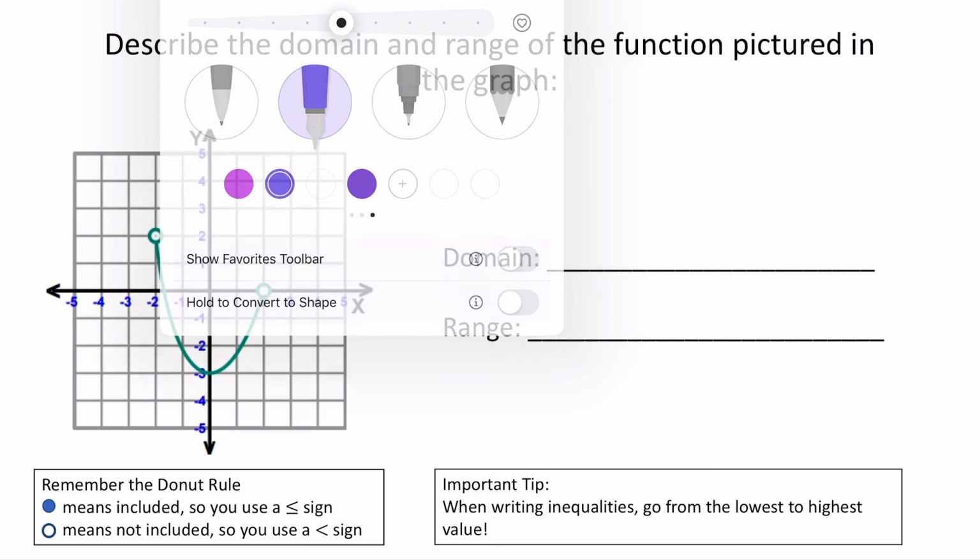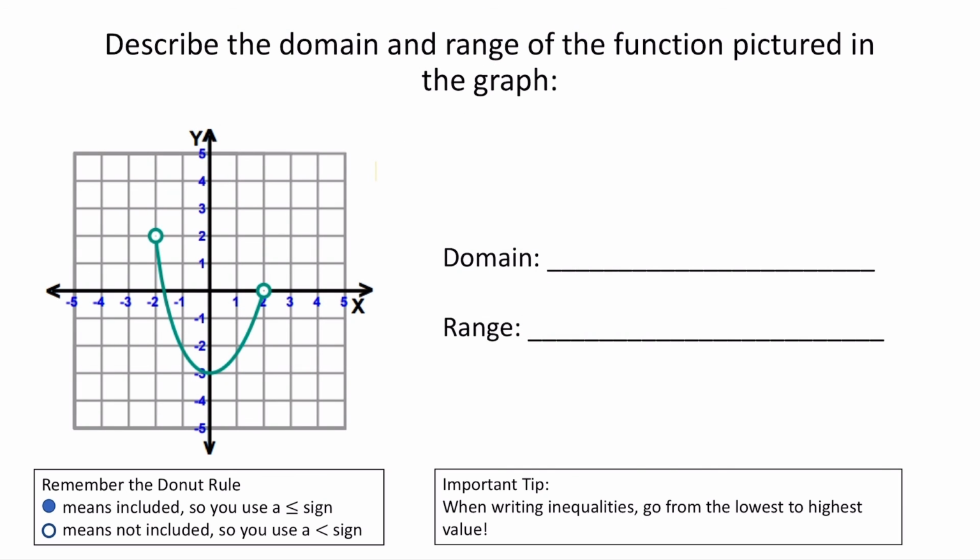Now let's try this problem. The domain is going to go from left to right. So I draw in my boundary lines. The leftmost value is at negative 2, the rightmost value is at 2. I put x in the middle. I have open circles at both ends, so I'm going to write less than signs.